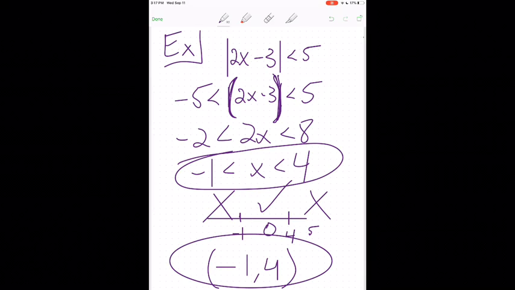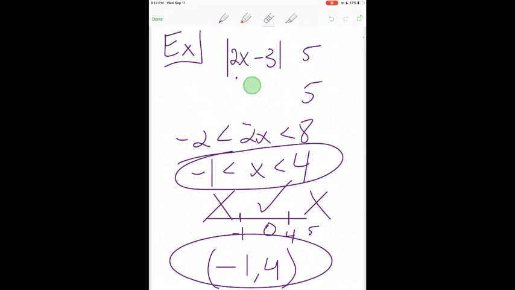All right, so if it's an absolute value and it's less than a number, we know that we need to be between that number and its negative. Let's do another example, and I'm going to use the same exact numbers here, but I'm just going to change this sign. I'm going to erase all of this.